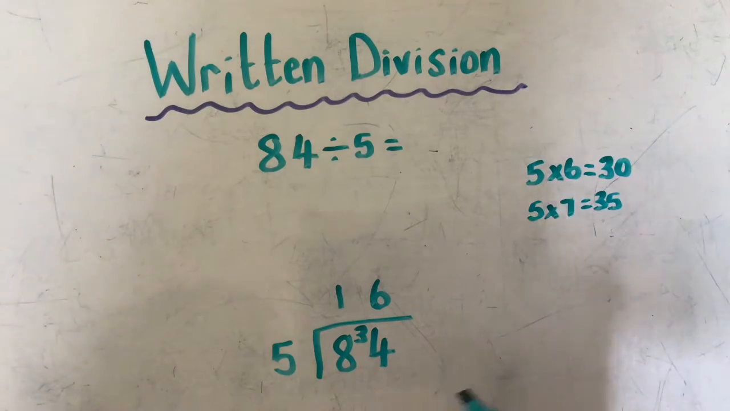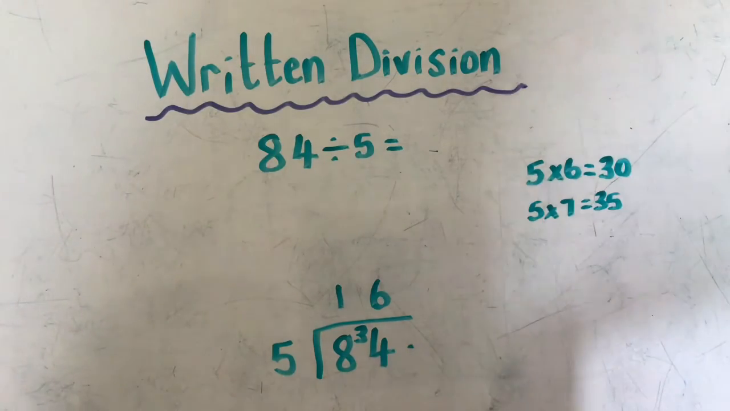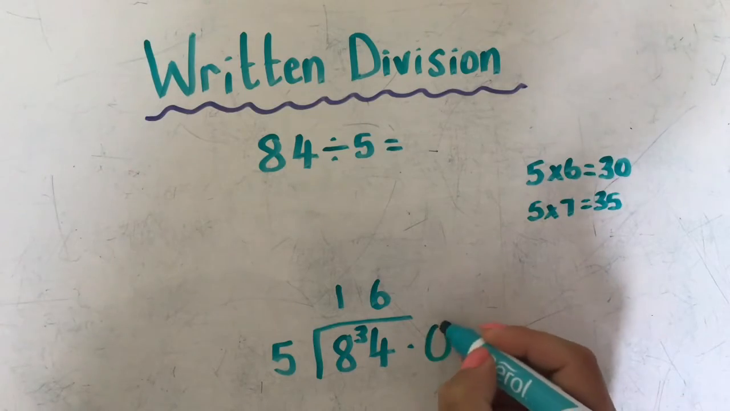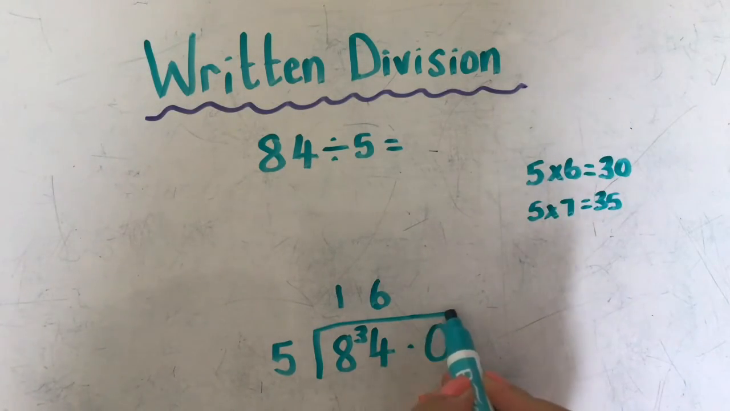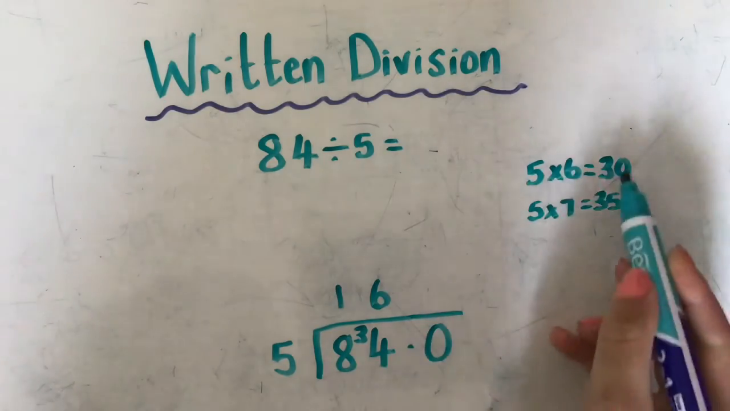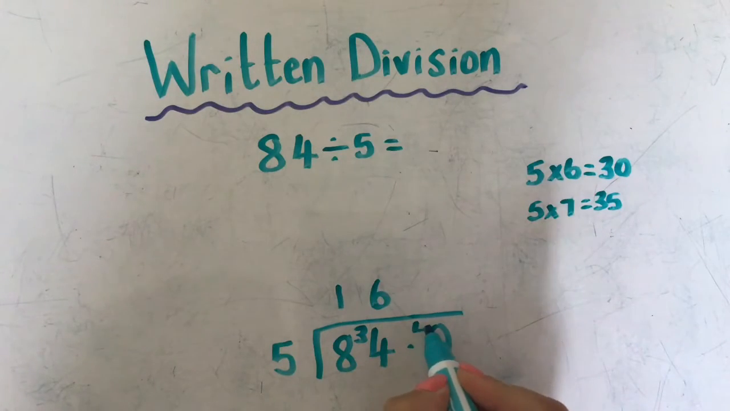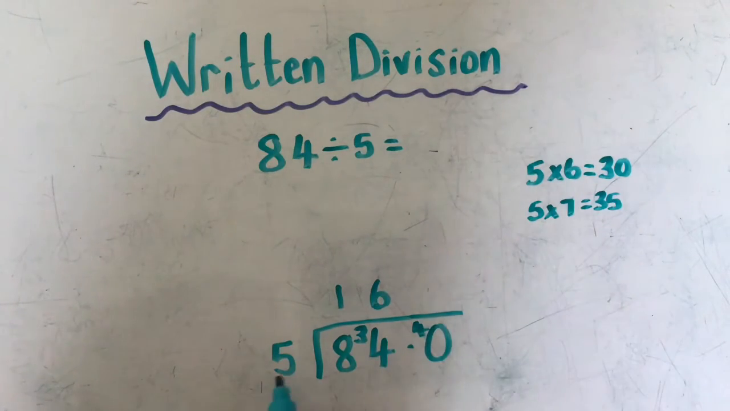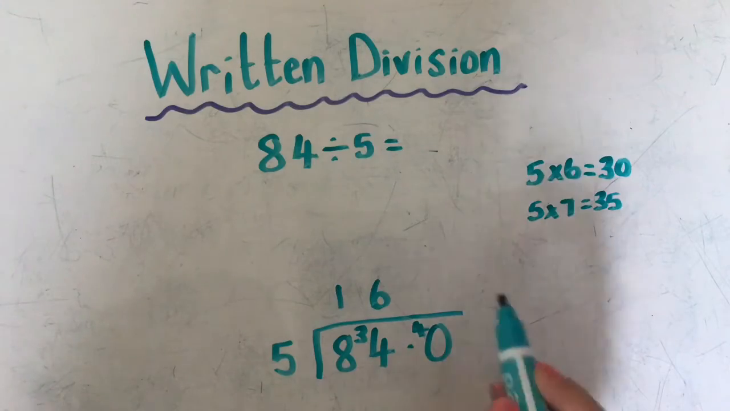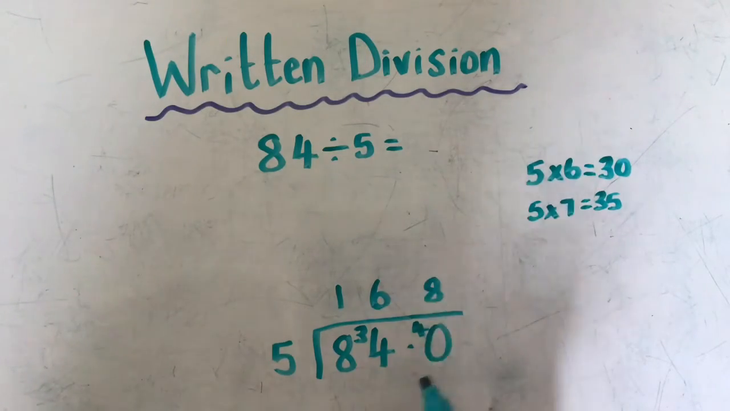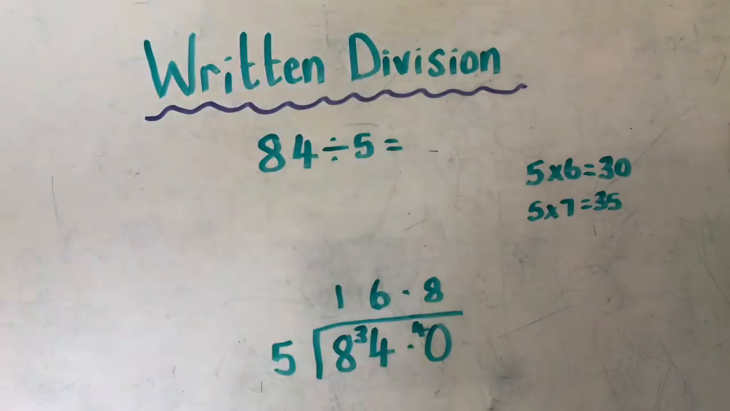So to carry this over, we put in a decimal point and a 0, and we extend our bus stop out, and we write in the number that we are carrying, which is 4. So 5 now goes into 40 8 times. So our answer is 16.8.